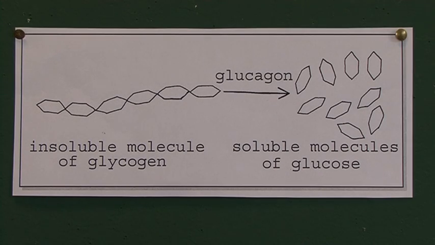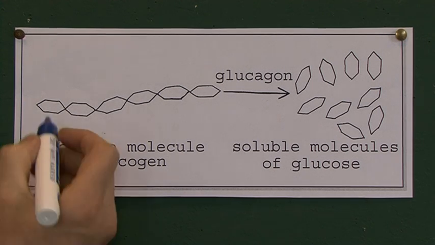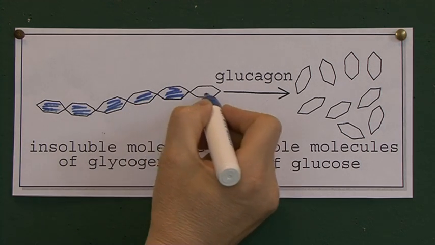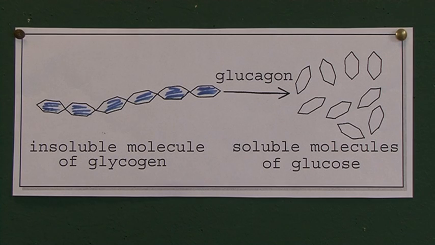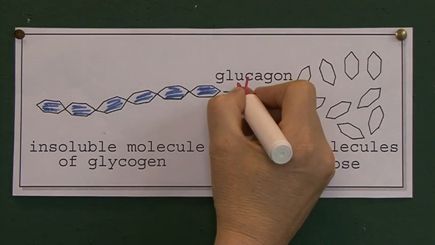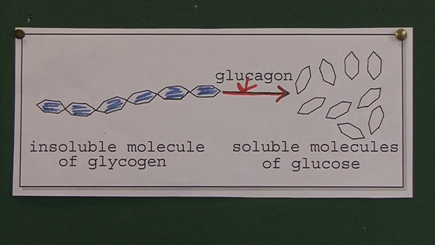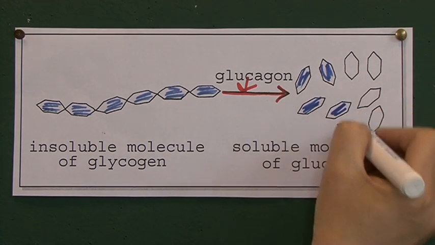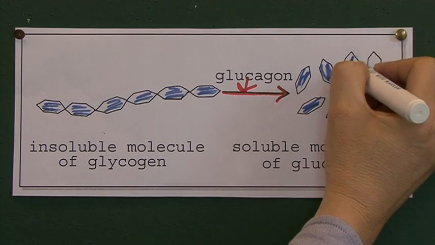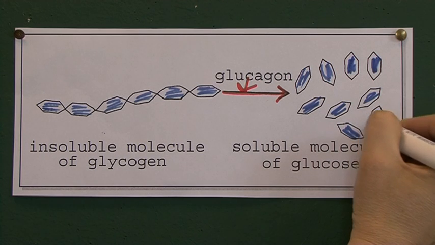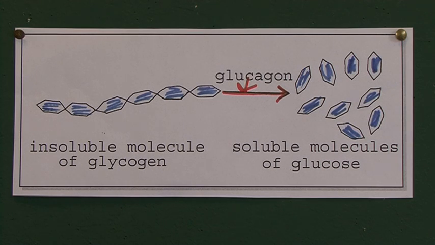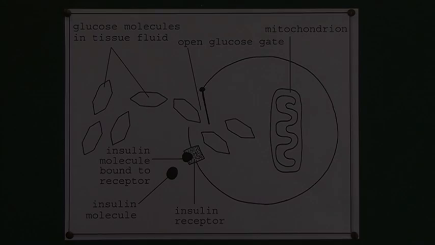Now this diagram is indicating the activity of glucagon. Here we have lots of insoluble molecules of glycogen, or one long molecule of glycogen. That's acted on by the glucagon, and the glucagon will convert the stored glycogen back into individual soluble molecules of glucose. These individual soluble molecules of glucose will go into the blood and tissue fluid, where they will raise blood sugar levels.